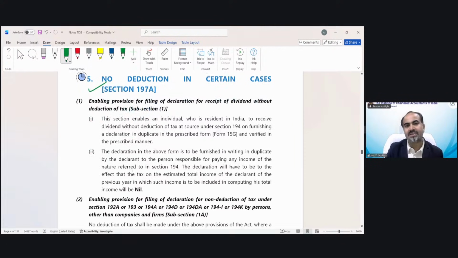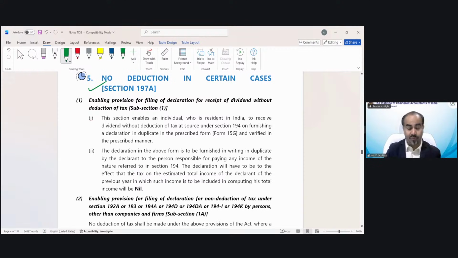Again, the basic idea is this: if you prove that there is no tax liability on the income we are receiving, then there should not be any deduction of tax. For that, we have to submit a specific form. This section enables an individual who is resident in India to receive income without deduction of tax at source under section 194H on furnishing a declaration in duplicate in prescribed Form number 15G. So 15G will say that there is no tax liability because my income is less than the basic exemption limit. In that case, there could be no deduction of tax.